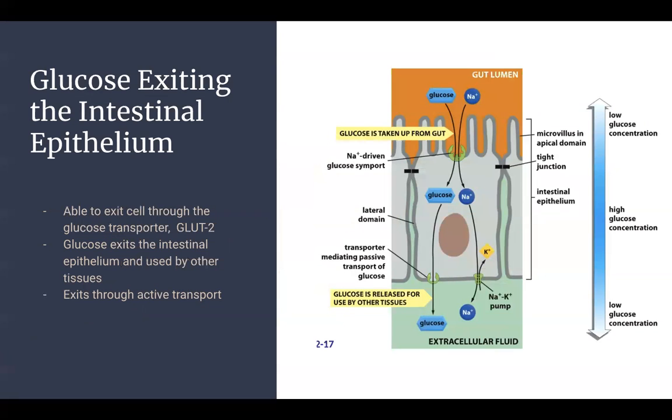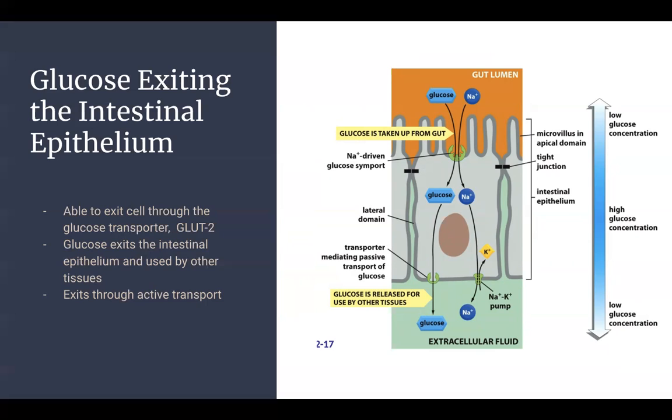Glucose leaving the intestinal epithelium. Within the lateral domain, there is a larger concentration of glucose, which is available as backup energy if the body needs it. Glucose is then able to exit the epithelial cell through a glucose transporter called the GLUT2 transporter on the basolateral side, mediating facilitated diffusion.